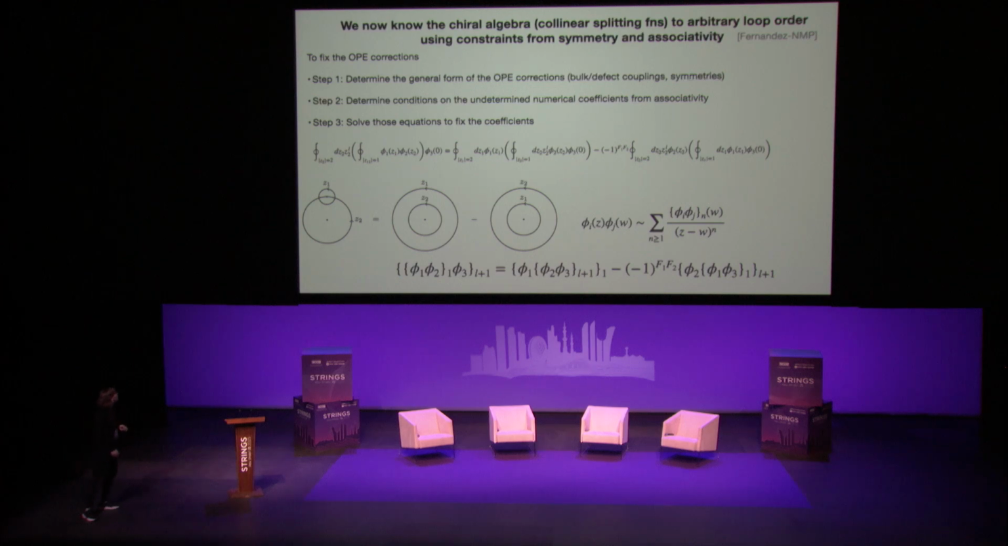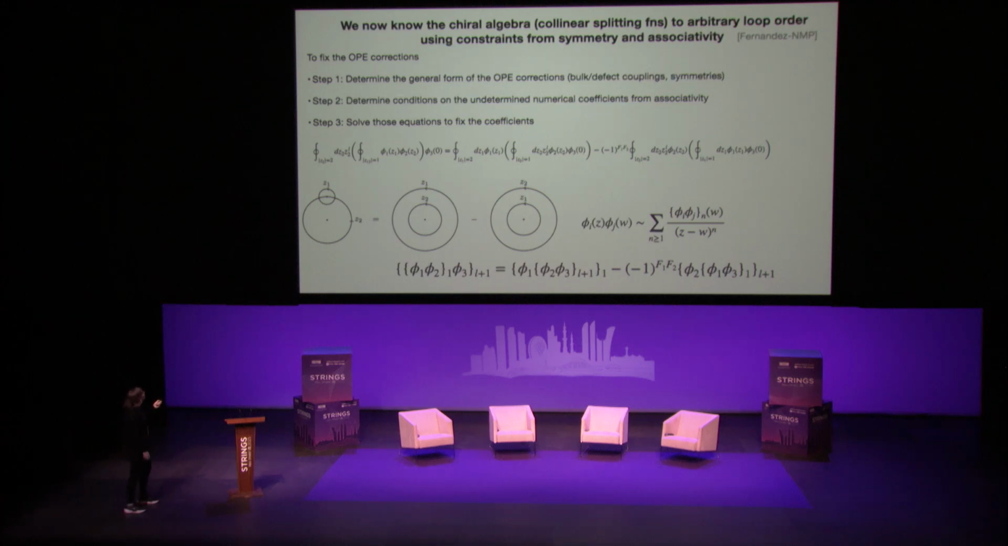So we rolled up our sleeves, we got to work, and the central result of this talk is that, yes, it turns out you're able to completely fix the chiral algebra, or equivalently the collinear splitting functions of the 4D theory, to arbitrary loop order. So we have analytical results for that. And in view of time, which I think I'm already over, we'll wrap up. So let me just briefly say what the method is one more time, and then I'll conclude.